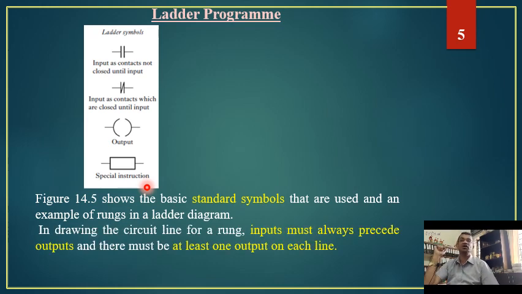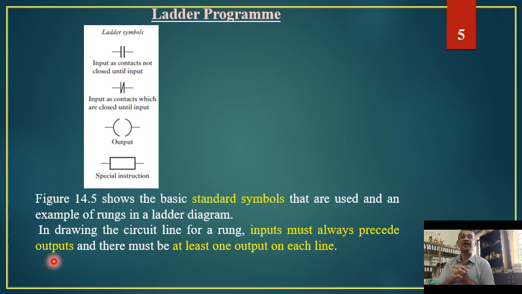In drawing the circuit line for a rung, inputs must always precede output. So first of all, whenever we are drawing a rung, the inputs need to be mentioned, and after mentioning all inputs that are connected in that particular rung, only then the output needs to be made. Or in other words, the solenoid should come next. First the switches A and B need to come. So first represent switch A, switch B, then the output or the solenoid. No, first of all you always have to write inputs, then only you write the output.